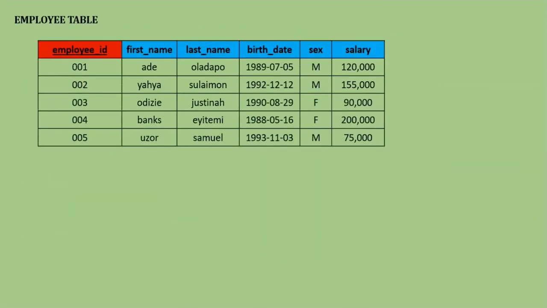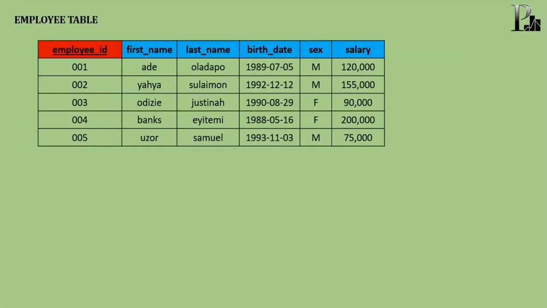Okay, let's consider this table. Now another table is this, and now the employee table is this. In this employee table, we have the employee ID number, the first name of the employee, last name, the birth date, the sex, and the salary that the employee collects. Now, if you notice this very well, you see that we have a primary key. And our primary key uniquely identifies each of these employees.